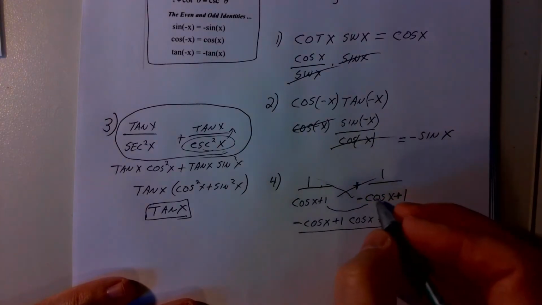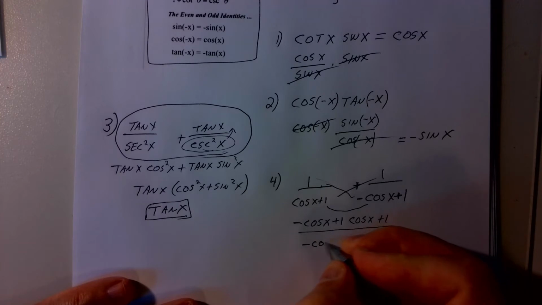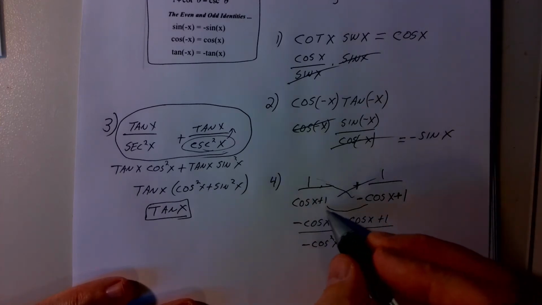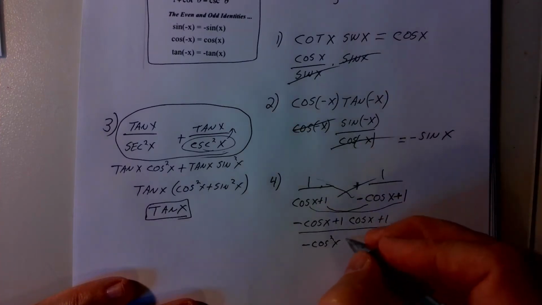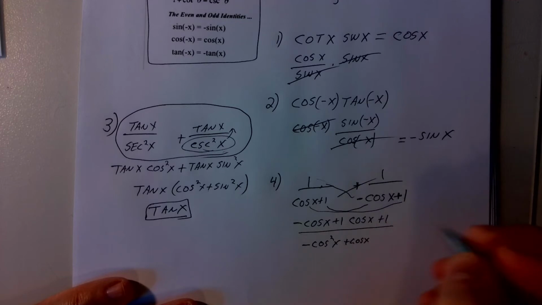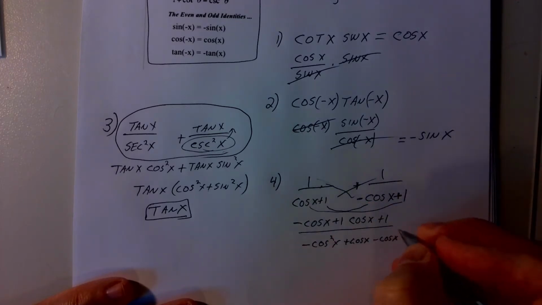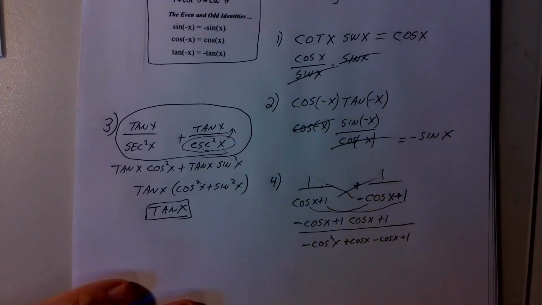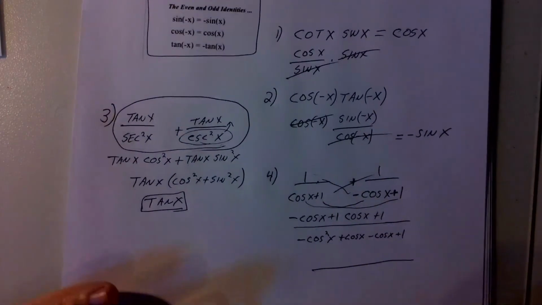So cosine x times negative cosine x is negative cosine squared x. And then you can see this outside, that's one, positive cosine x. Awesome. And this inside is negative cosine x. And then the last 1 times 1 is 1. Sweet. Just like that. Okay, so I feel like I can simplify a whole bunch of this stuff down.